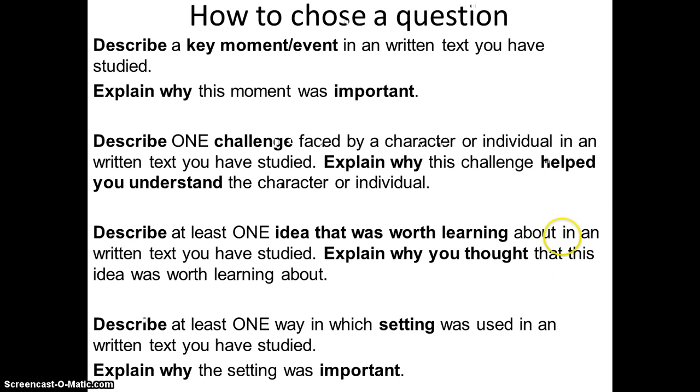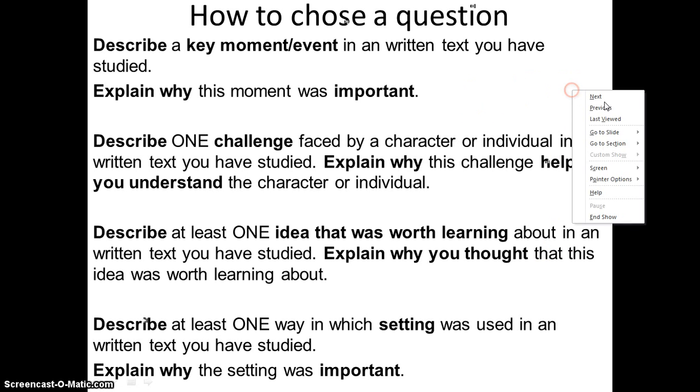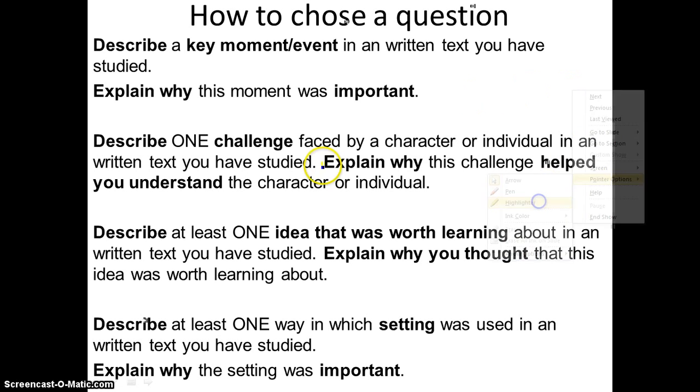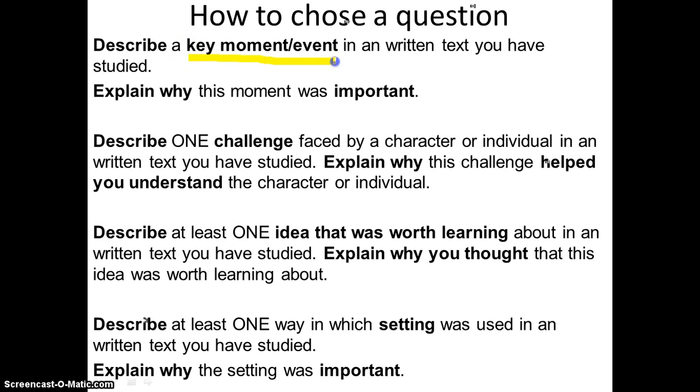Okay, so here are some examples of questions that you might see in the exam. So the first one, describe a key moment or event in a written text you have studied. Explain why this moment was important. Well, a key moment in Dulce et Decorum Est would be when the soldier dies, and that's in that kind of middle stanza or verse. It's kind of another way of saying paragraph, but when you're dealing with poetry, you say stanza.